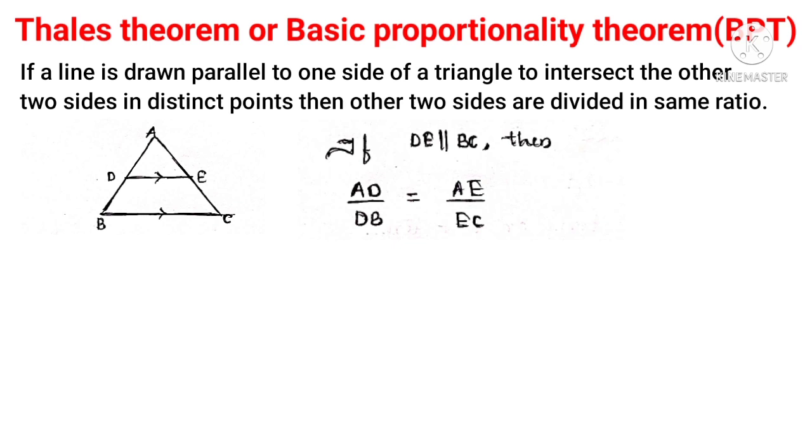You can also read it in the simpler way as AD by DB is equal to AE by EC.